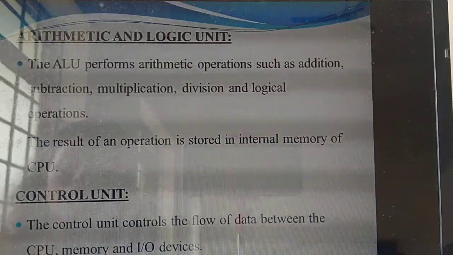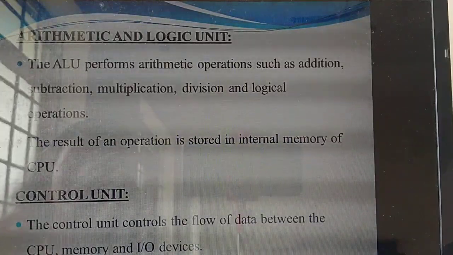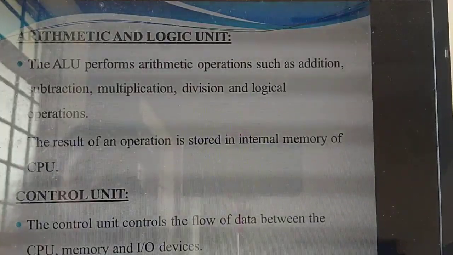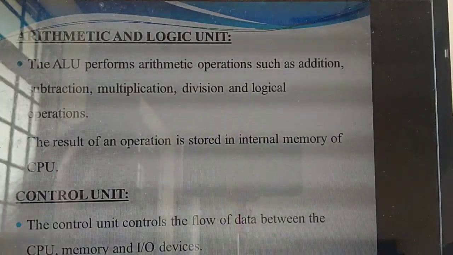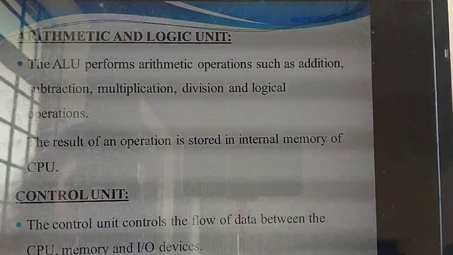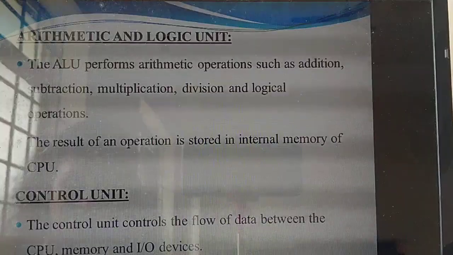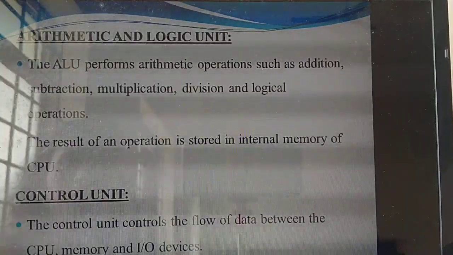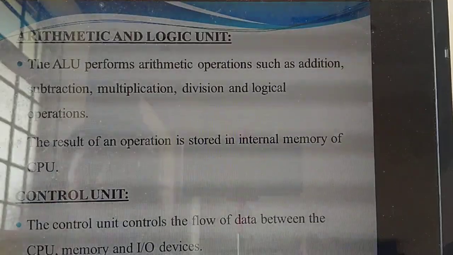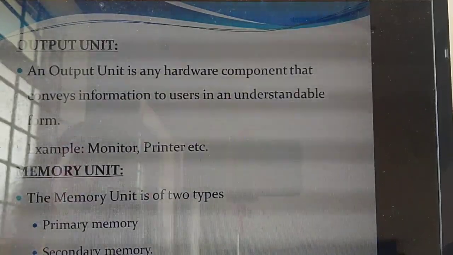Understand? Yes. All the entire operations of a computer are controlled by whom? Control unit. Two things you have studied. What are the things? The control unit controls the flow of data between the CPU, memory, and input output devices. The next thing is, it will control the entire operation of a computer. Understand now? Yes. Next one is the output unit.